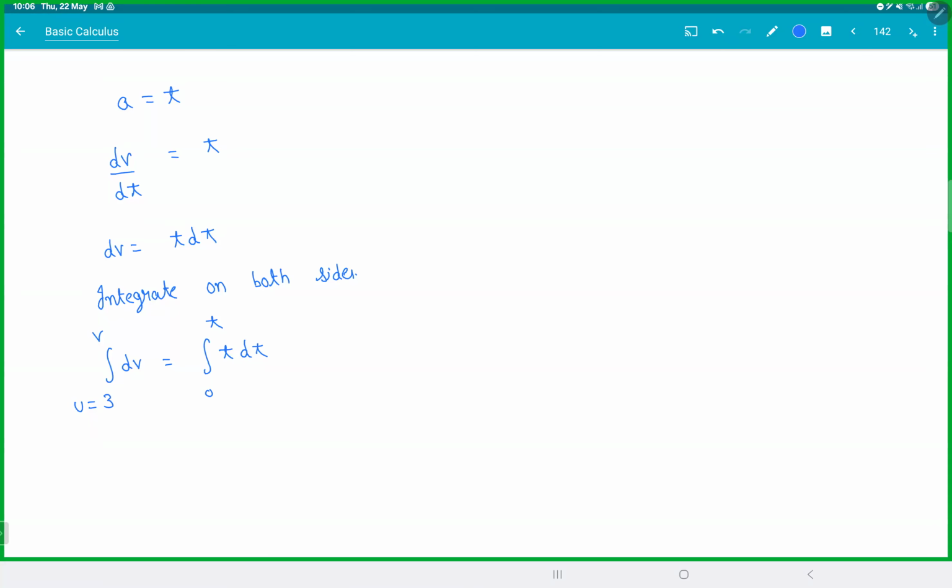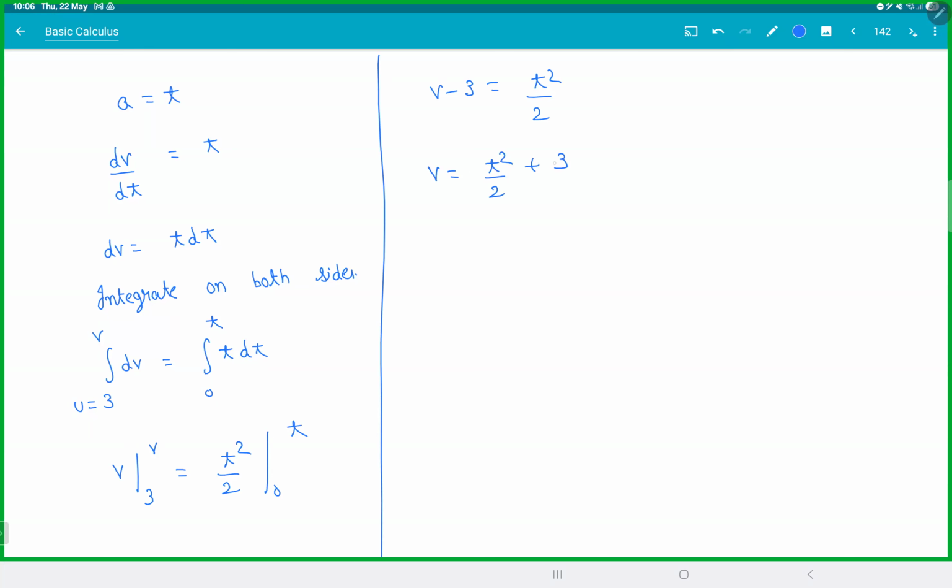Does that make sense? Now, when you integrate this, integral dv is v only. Limits will go from 3 to v. This guy is t square by 2, and limits will go from 0 to t. This will be v minus 3 is equal to t square by 2. This is your velocity, everyone. t square by 2 plus 3.